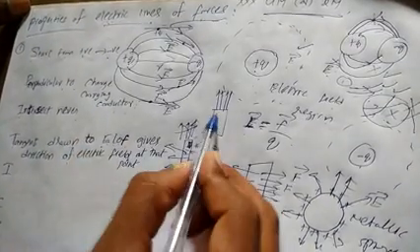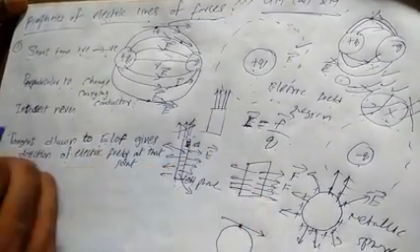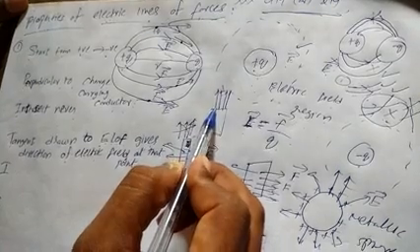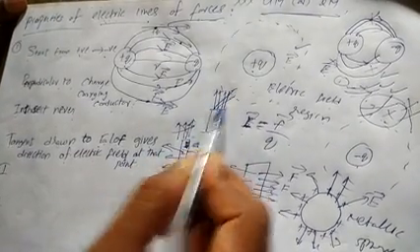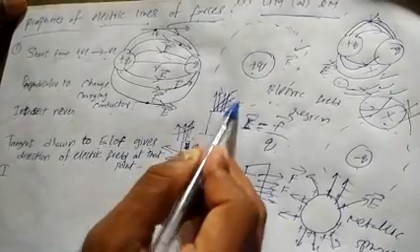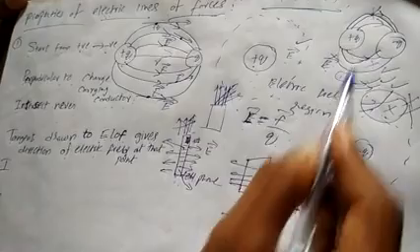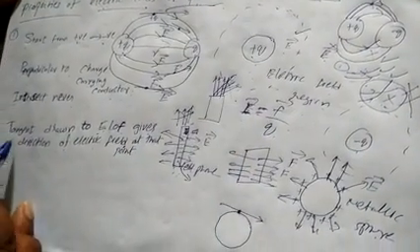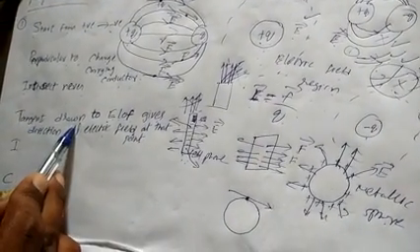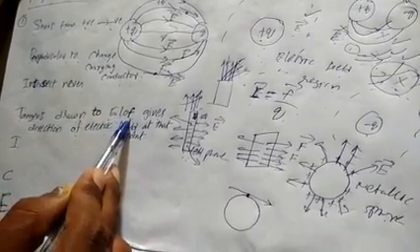Next one, if you take these electric field lines, they never intersect like this. It won't happen like this. Be careful. So they never intersect. We have discussed this. Next one, tangent drawn to the electric lines of forces.